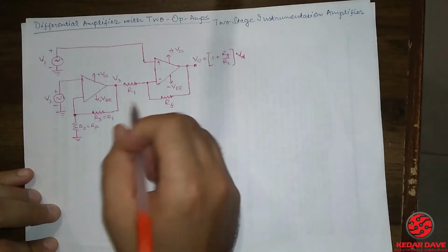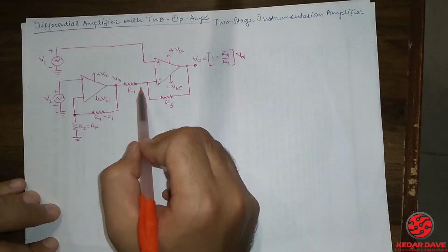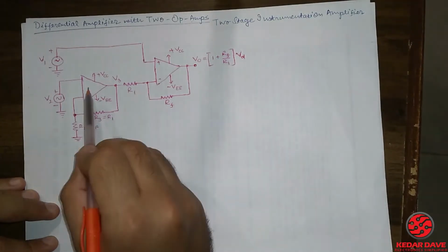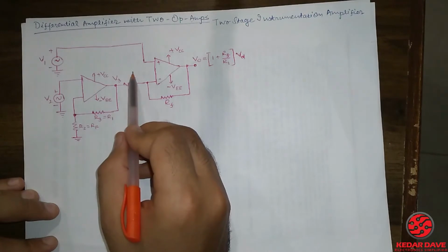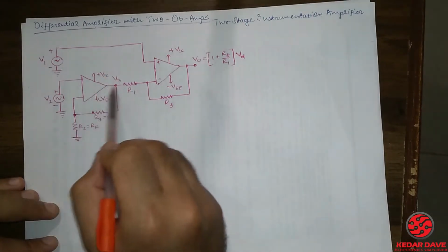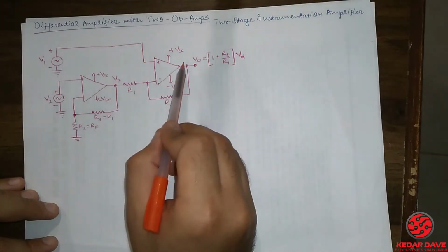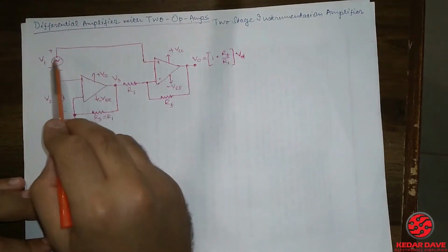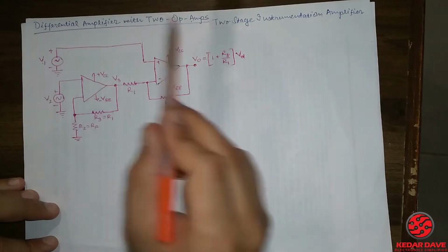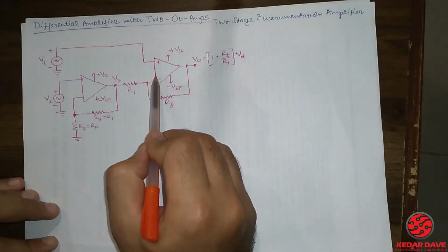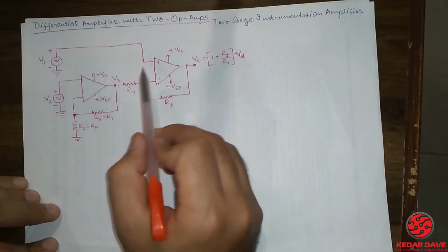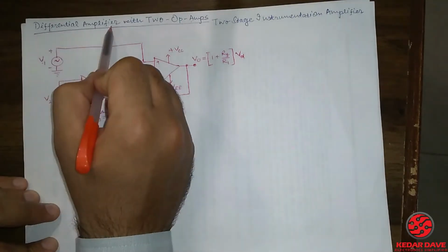So here you can see there is one diagram. We have used only two op-amps, and it will be amplifying the difference between these outputs, that is our V3 and the particular signal V1. So that concept is known as the instrumentation amplifier, or we can say the differential amplifier also.